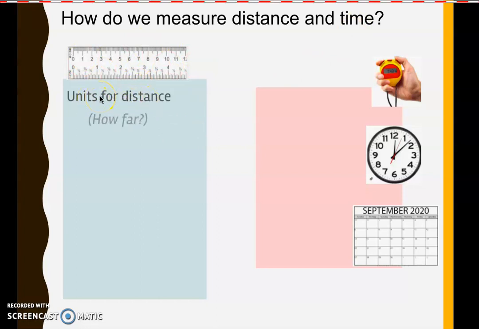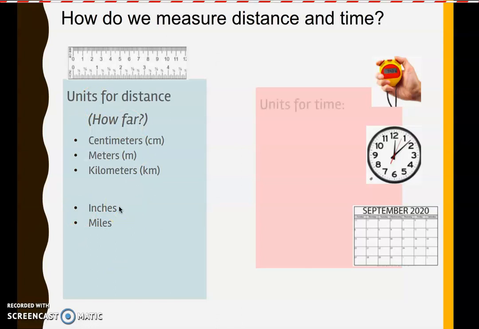So when we're measuring distance, that's how far something goes. We'll use centimeters, meters, and kilometers in science class. You might have noticed that in everyday life, often we use inches or feet or miles, lots of different units that we use in the imperial system. These are a little bit annoying to do calculations with, and so we're going to stick with centimeters, meters, and kilometers in science.